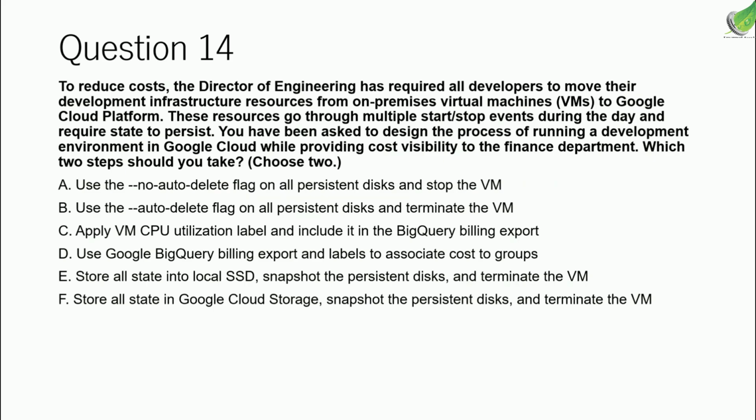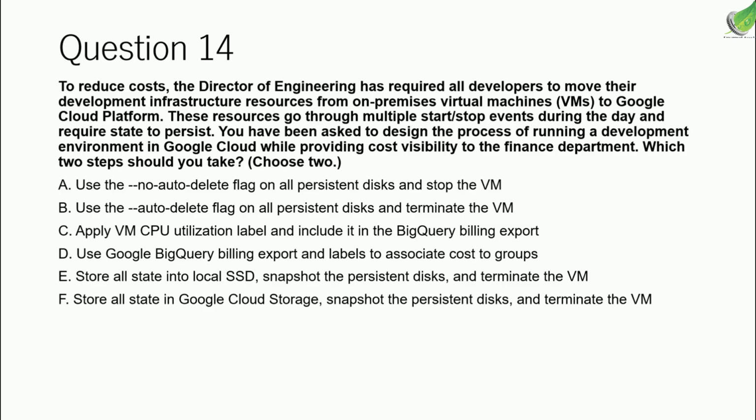Question 14. To reduce costs, the Director of Engineering has required all developers to move their development infrastructure resources from on-premises virtual machines to Google Cloud Platform. These resources go through multiple start/stop events during the day and require state to persist. You have been asked to design the process of running a development environment in Google Cloud while providing cost visibility to the finance department. Which 2 steps should you take?